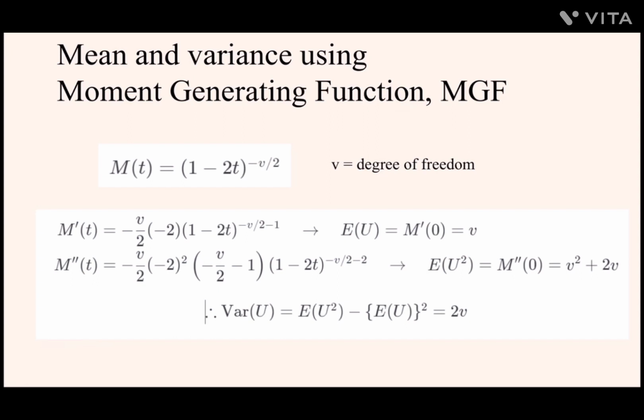M double prime(t) equals minus v over 2 times minus 2 squared times minus v over 2 minus 1 times (1 minus 2t) to the minus v over 2 minus 2. And E(X squared) equals M double prime(0) equals v squared plus 2v. And then variance equals E(X squared) minus the square of E(X), which equals 2v.